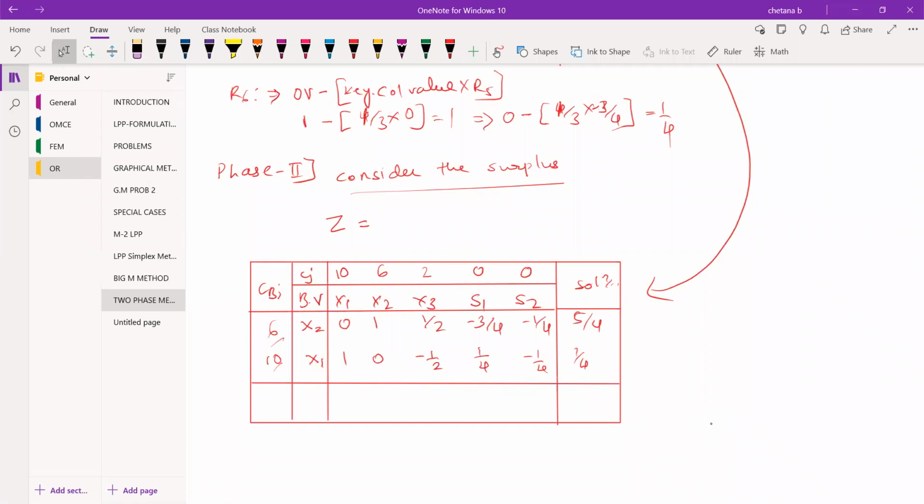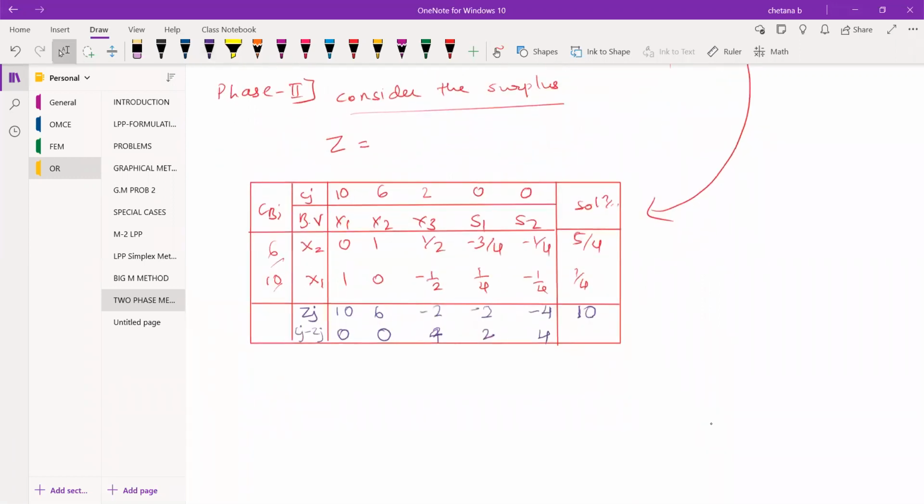Now coming to the calculation part, Zj. 6 into 0, 10 into 1 is 10. 6 into 1, 10 into 0 is 6. Similarly minus 2, minus 2, minus 4, and 10. Check this. Then Cj minus Zj: 10 minus 10 is 0. 6 minus 6 is 0. 2 minus of minus 2 is plus 2. 0 minus of minus 4 is plus 4. So 2 and 4. Okay.